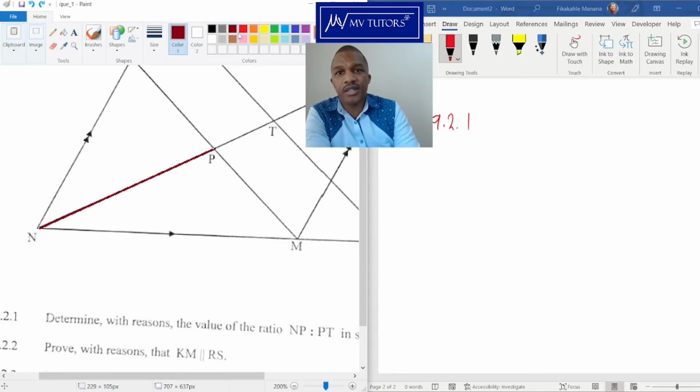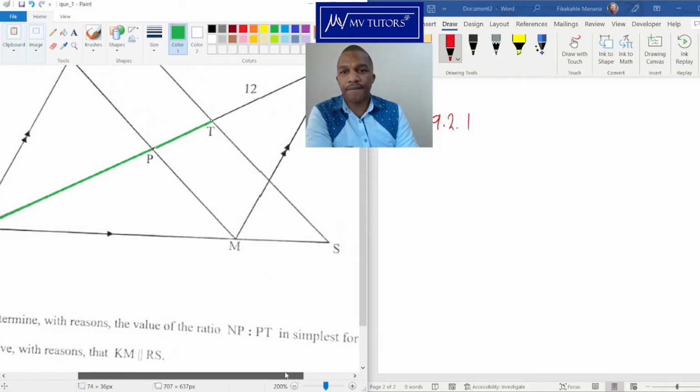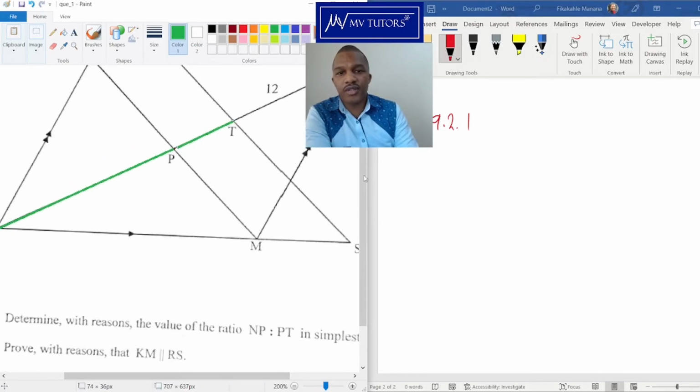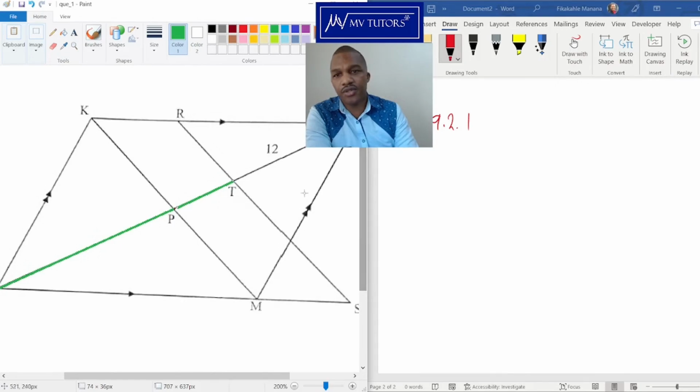Okay, now it's NP to PT. Let's go green this time. Why? That's not what I wanted. But anyway, it's NP to PT. Okay, so what do we know? Let's look here. We're going to use what we've been told, the clues that we do know.